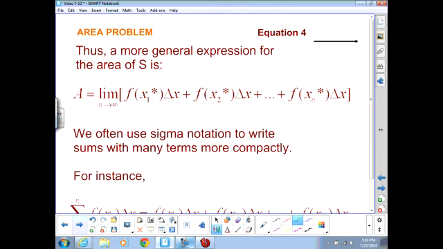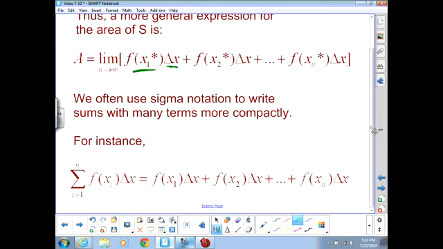So in general, what we're saying is we can do our width times our height for each of them. As n approaches infinity, we can use those random x values, not the lefts or rights. You could use lefts or rights, and they could be those, but they don't have to be.